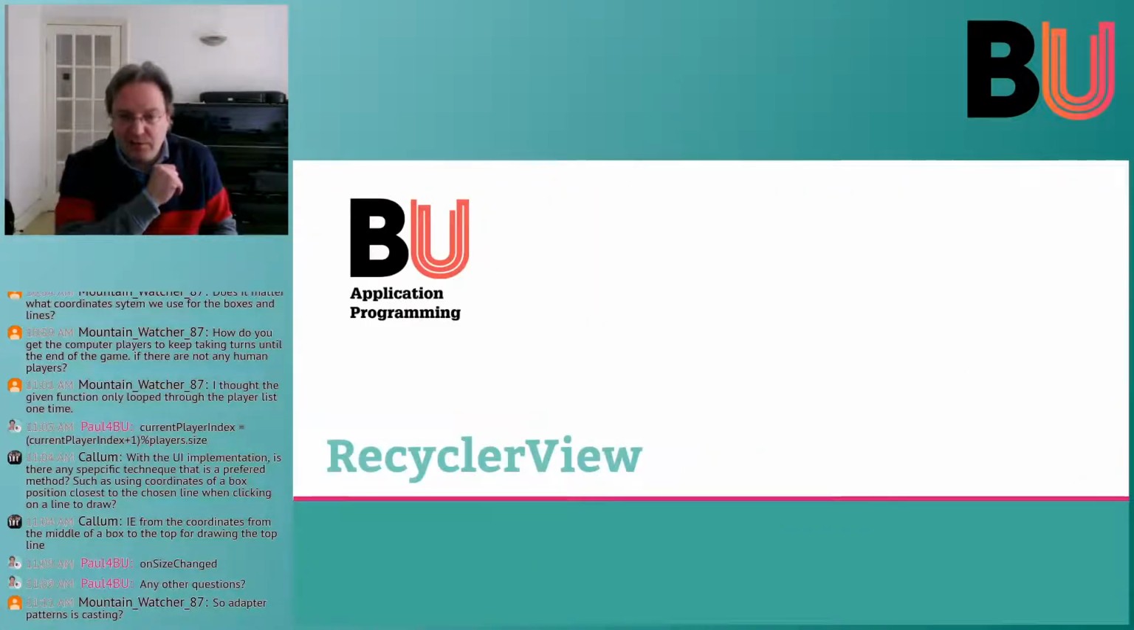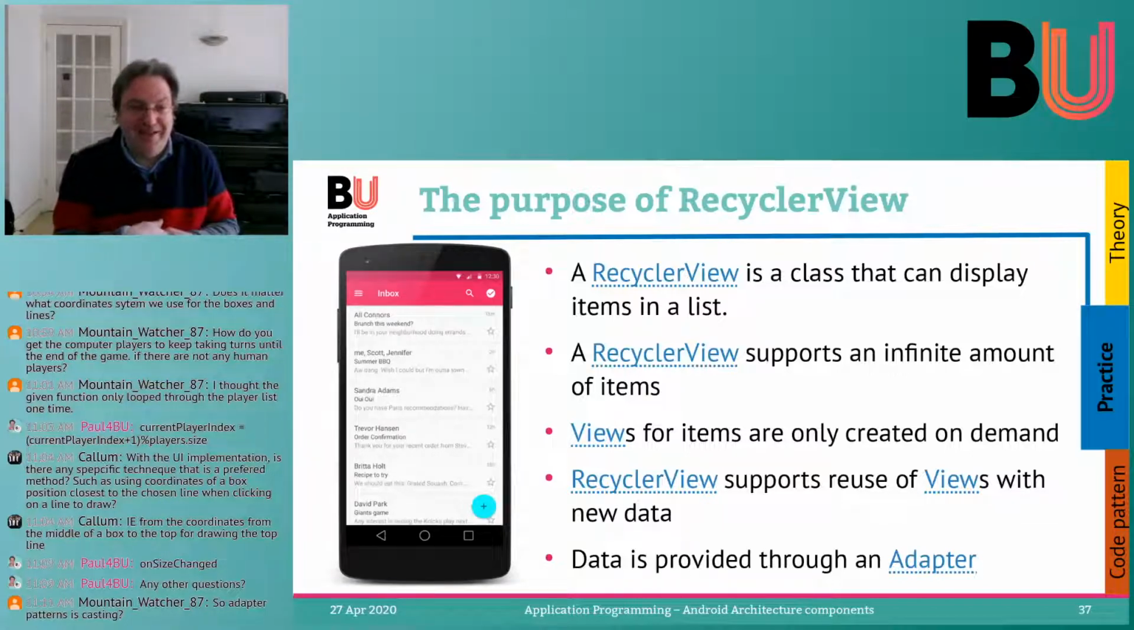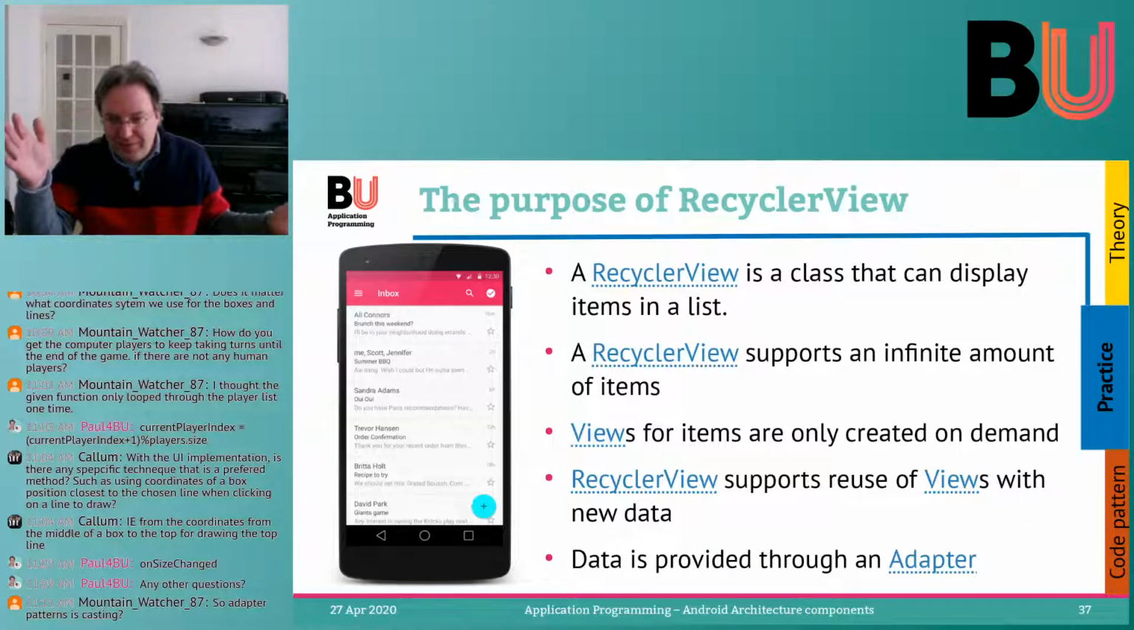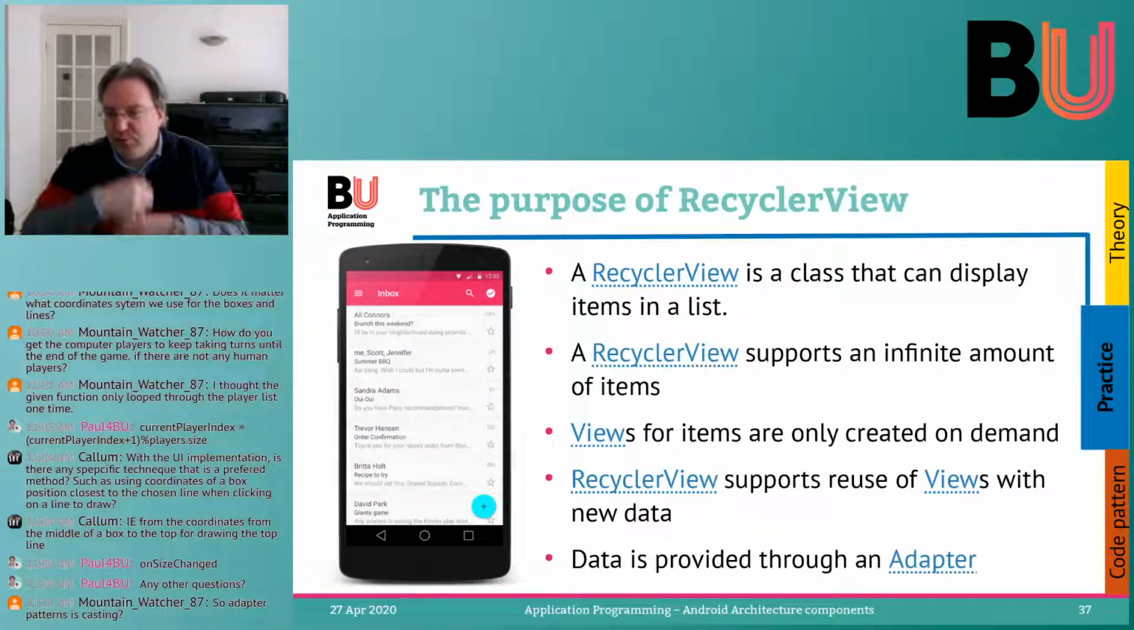The recycler view type actually uses an adapter to actually feed it with data. But what is recycler view? So recycler view is basically a component that is used in Android to display lists of stuff that are the same. And it can display an infinite list. So if you have your emails and you're like me and you never delete any emails, you've got thousands upon thousands of emails. You could implement a scrolling list by creating a view for every email.